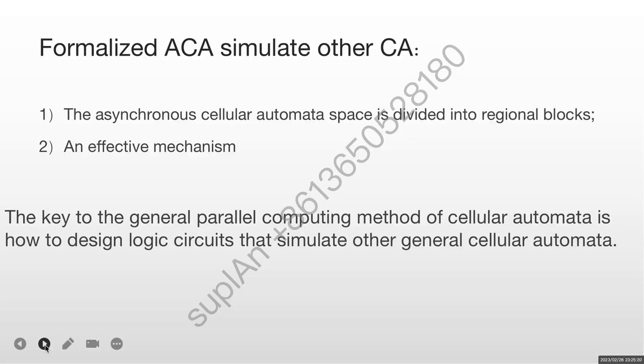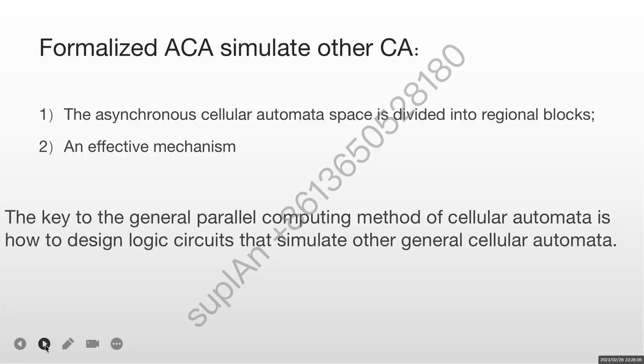Imitating the mechanism of natural life, the ACA space is divided into regions, and the cells in each region block communicate with each other and work together to carry out the state transition. An effective mechanism was developed to regulate the interaction and the mutual restriction between adjacent regions, so that other complex evolution processes of CA could emerge in all regions. And the parallel computing capability of the two models was proved to be equivalent.